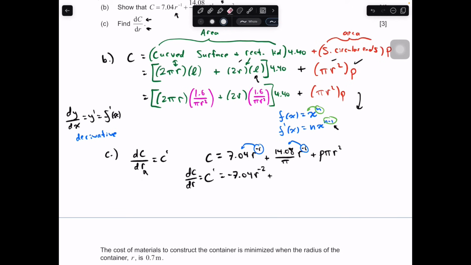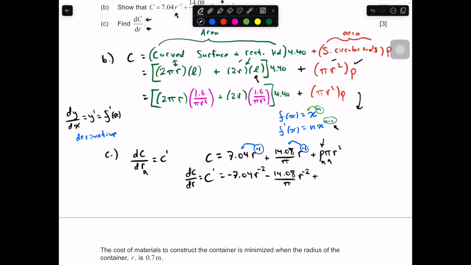So this will actually become all negative. So negative 14.08 over pi r. R used to be -1, now it's -2. Plus, and now again, this is what makes, I think, this question more challenging. What do you do with this p? What do you do with this pi?